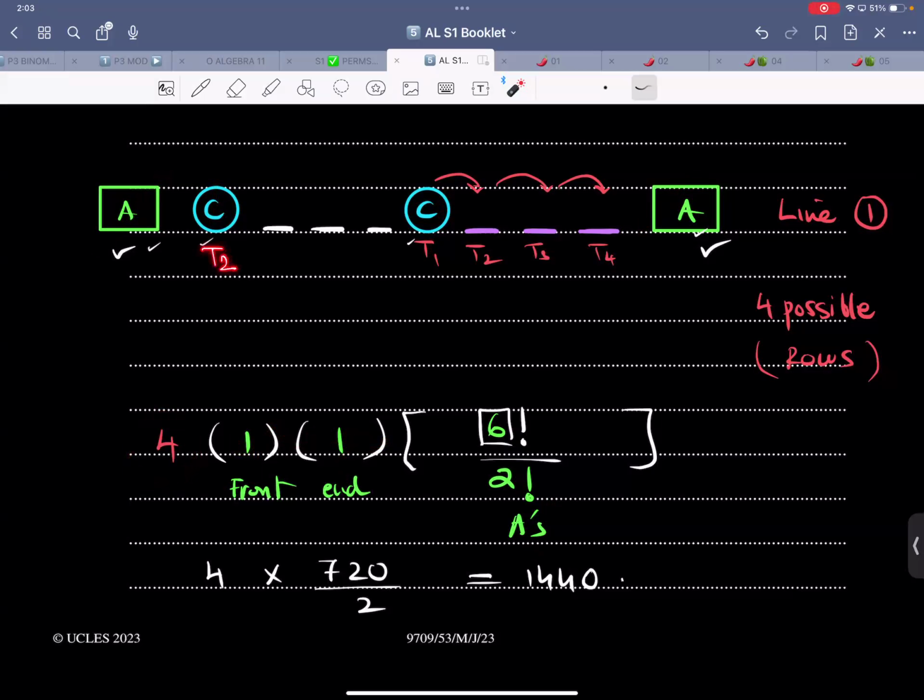The second position of C, and then there are 3 spaces left. Another position of C, then there are 2 spaces left. Another position of C, 1 space is left. Another position of C, then no spaces left. So there are 4 rows like that. So 4 into 720 over 2, that comes out to be 1440.